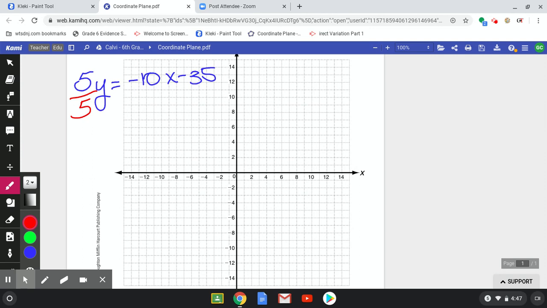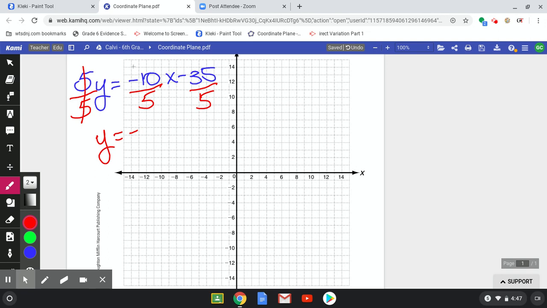In order for me to get rid of it and for it to become a 1, I need to divide by 5. Whatever I do on the left side of my equal sign, I have to do to everything on the right side of my equal sign, all of the numbers. So divide all of my numbers by 5. These 5's cancel. I end up getting y is equal to, this is where you have to be careful with your signs, a negative divided by a positive is going to give me a negative.